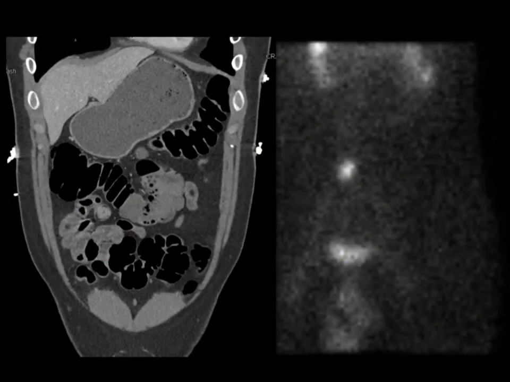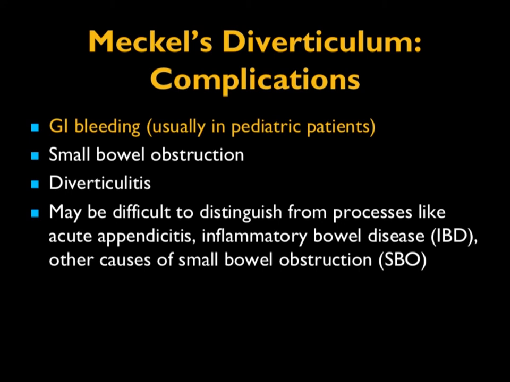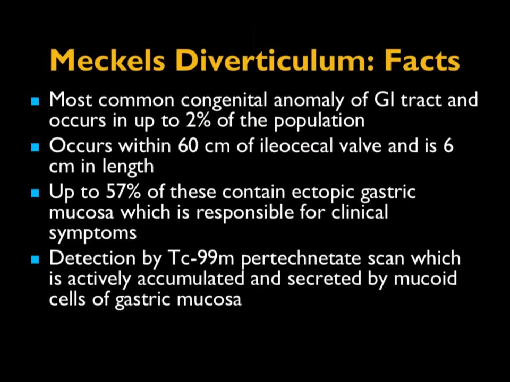Okay, so CT Meckels can be a very difficult, very tricky diagnosis. We think about Meckels in pediatric patients with GI bleeding, but you've got to think about that in adults as well. Meckels can cause bowel obstruction, it can cause GI bleeding, obviously. You have diverticulitis, and it can be a difficult diagnosis to distinguish from other possibilities. And since most of us forget about Meckels, let me at least mention a few things.